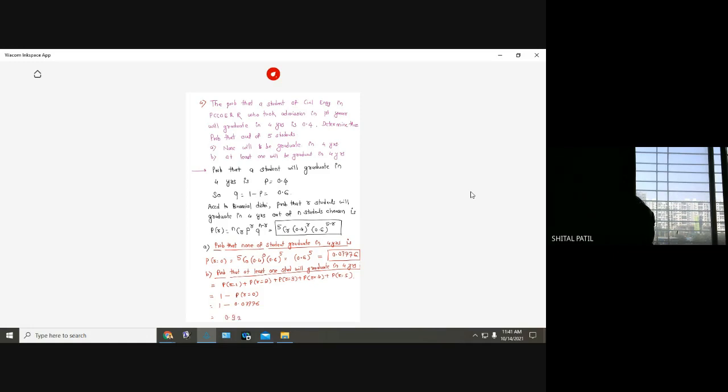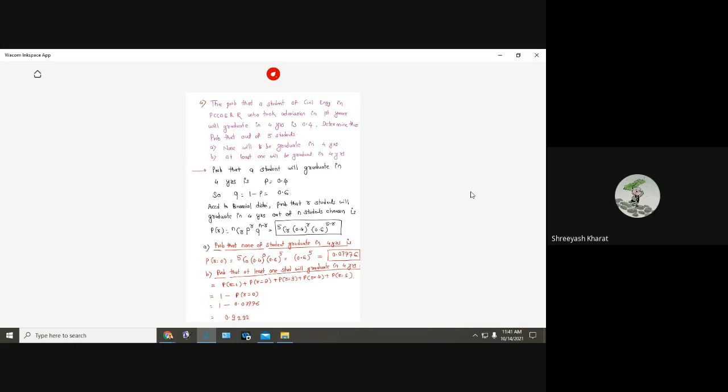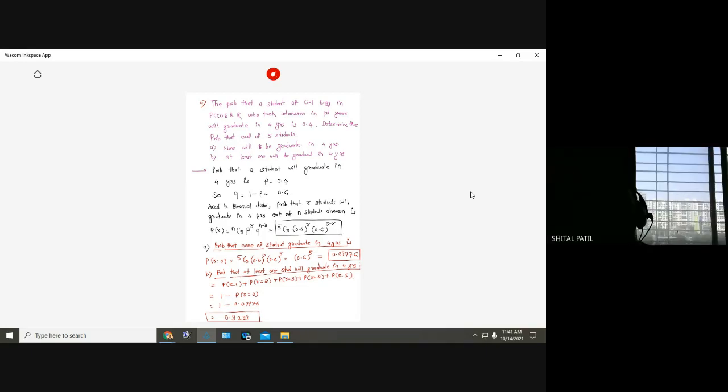Getting everyone? 0.92224. This is the answer. Are you getting this last part? How we subtracted 1 minus probability of R equal to 0. Hope you are getting it. So these are the only outcomes: R equal to 0, R equal to 1, R equal to 2, R equal to 3, R equal to 4, R equal to 5. And their sum will be 1. Therefore, hope you understood the binomial distribution.